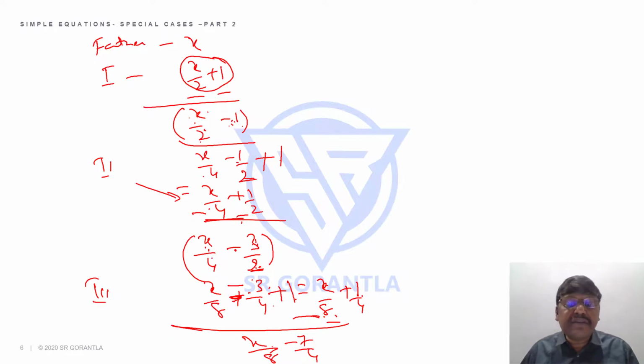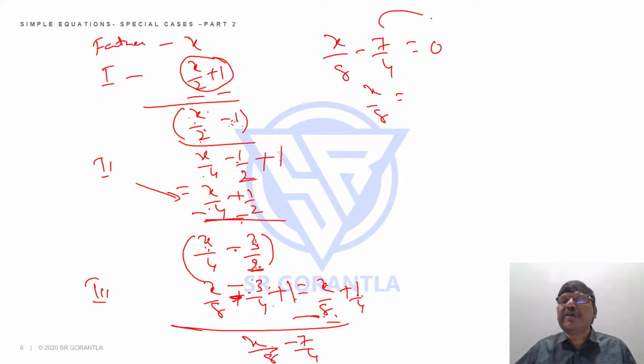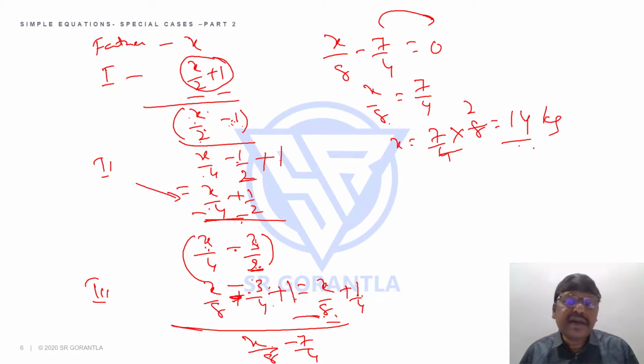But he is left with nothing, which means this should be equal to 0. Students, x by 8 minus 7 by 4 is 0. So x by 8 is equal to 7 by 4, and 8 goes to the other side: x is equal to 7 by 4 into 8, which is 14 kilograms. This is the equation approach, right?